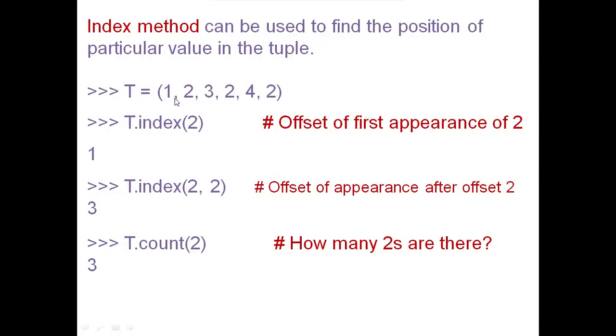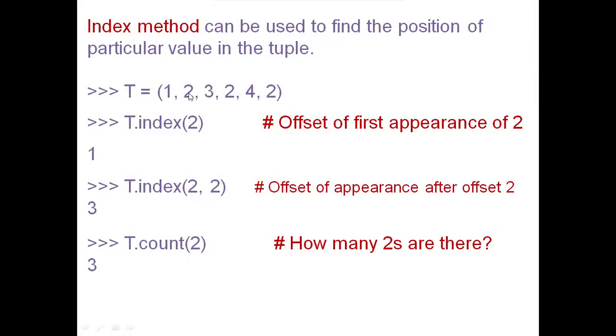So when I say 1, 2, 3, you can see that there are duplicate values here, and when I say index of 2, 1 is written because 1 is the index where it occurs first. But this index method can take more than one parameter also. It can take 2 parameters. If it is taking 2 parameters, the second parameter indicates the offset from where the search has to begin, right?